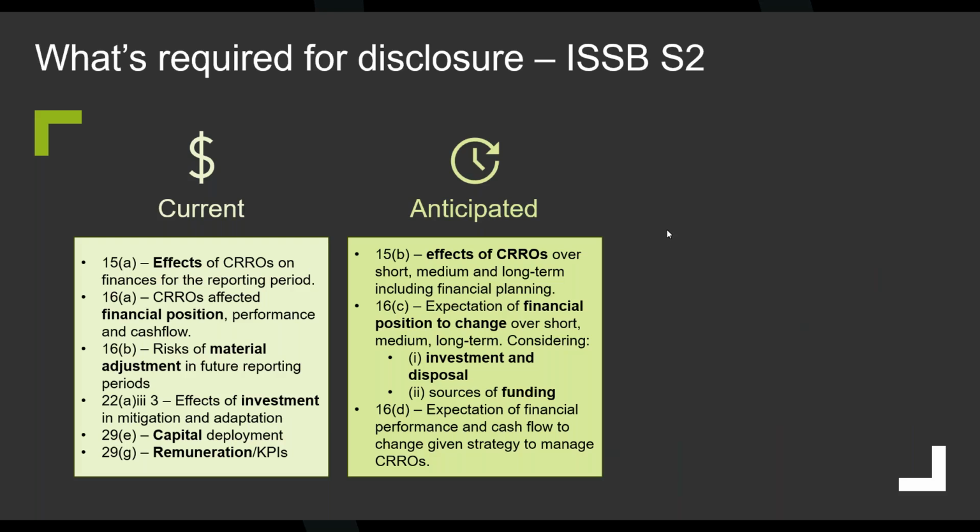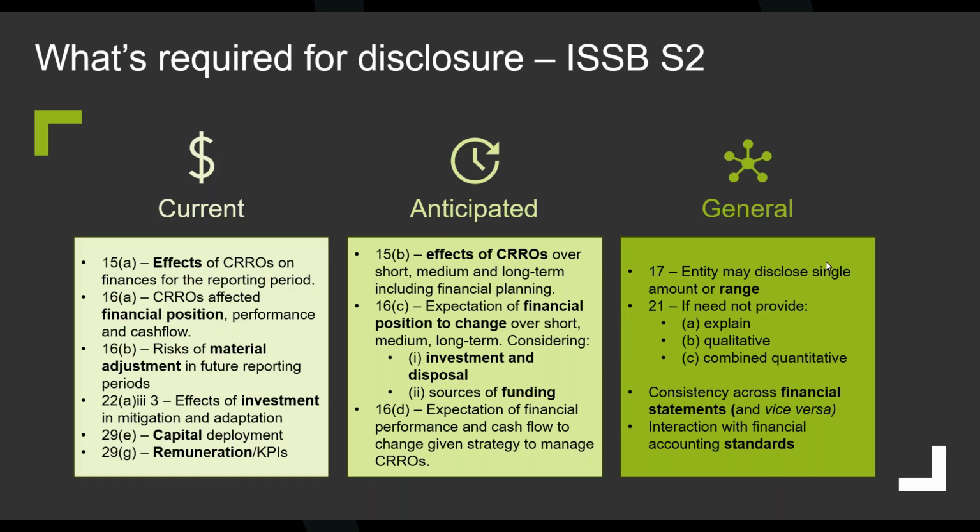The next point is around the anticipated effects, which I think is probably what most people initially think about when they consider the financial assessment of climate risk. So this includes the effect of your climate risks across the three timeframes, short, medium and long term, and how they affect overall financial planning. It covers the expectation of how your financial position might change across each timeframe, with a focus on investment, disposal of assets, and also sources of funding, essentially how you expect to be able to pay for that investment. Plus there's the expectation of financial performance and cash flow, and the ability to change your strategy to manage your climate risks. What's the resourcing and funding available to the business to actually manage and mitigate the key impacts of the climate risks that you've identified?